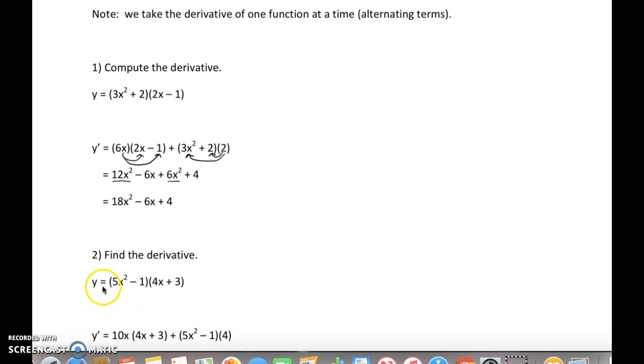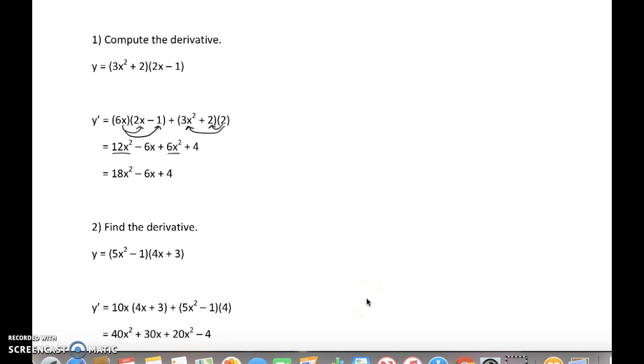So the derivative of 5x squared minus 1 is just 10x. Remember, the 1 just disappears. And we're going to multiply that by our g of x, which is our second term, 4x plus 3. And we're going to add that to our f of x, which is just 5x squared minus 1, times the derivative of g of x, our second term, which ends up just being 4 by the nature of what it is. We want to go ahead and distribute and combine like terms.